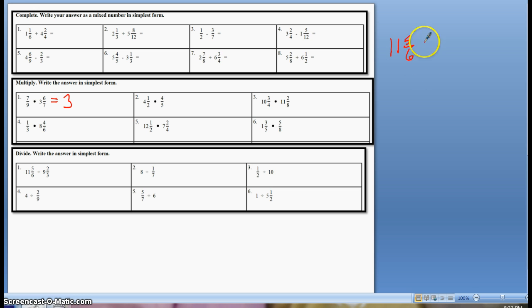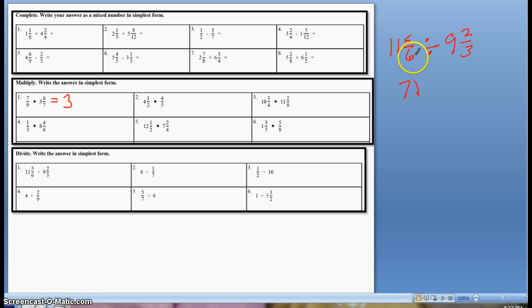11 and 5/6, and then we have our division symbol, and 9 and 2/3. So we have 11 and 5/6 divided by 9 and 2/3. The first thing I want to do is convert these mixed numbers into improper fractions. 6 times 11 is 66, plus 5 is 71.